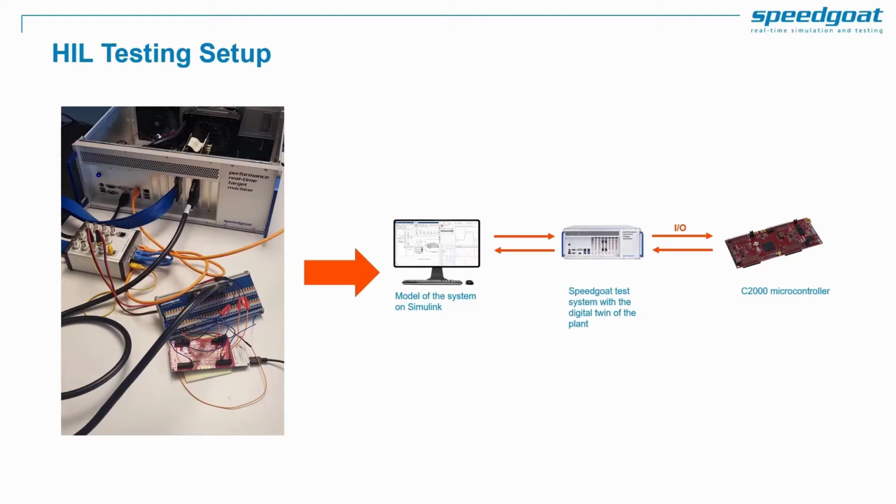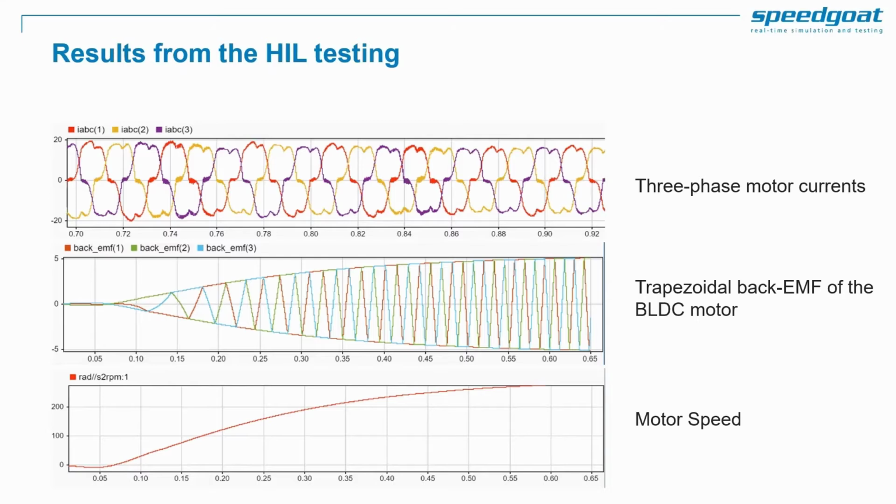To test the embedded application in real time, hardware-in-the-loop testing was done. The setup contained the controller under test, which is here the C2000 microcontroller, and the digital twin of the inverter and BLDC motor on the Speedgoat hardware with I/O modules, which is running in real time. The results showed the sinusoidal three-phase motor currents with the back EMF in a trapezoidal manner.